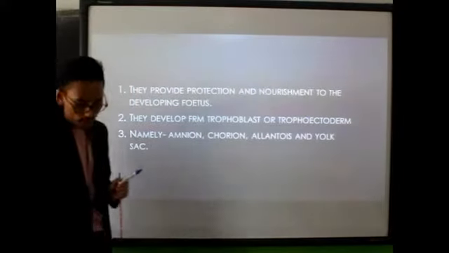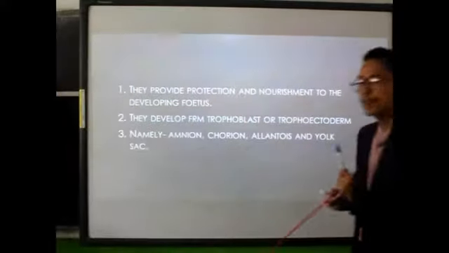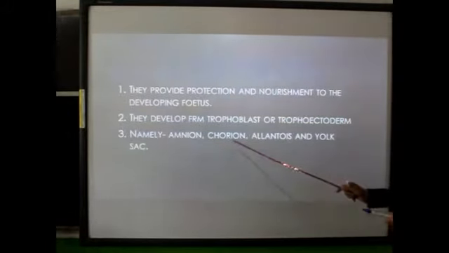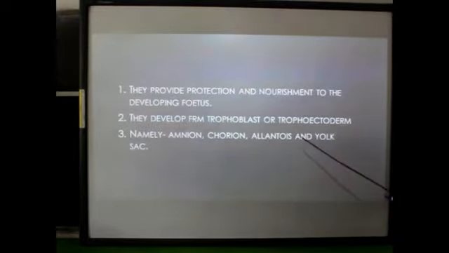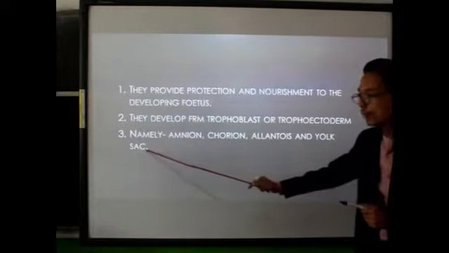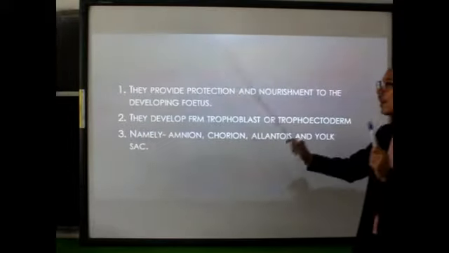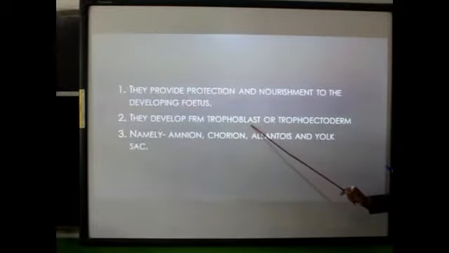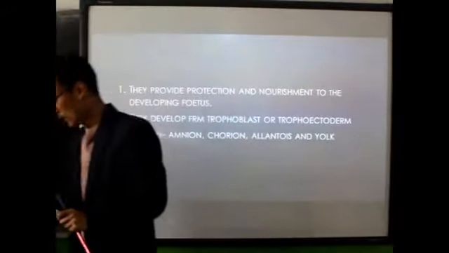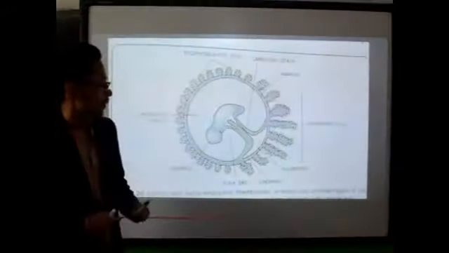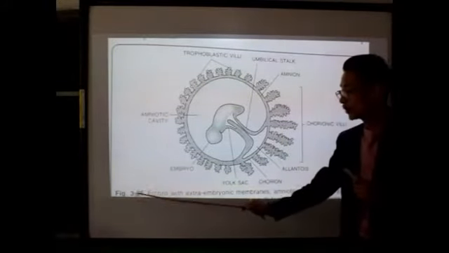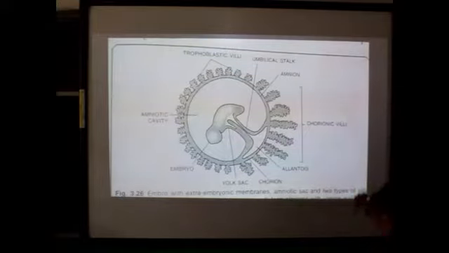Generally, the different types of extra-embryonic membrane are, we can note them down, amnion, chorion, allantois, and yolk sac. These are the different types of extra-embryonic membrane which originate from the trophoblast or trophectoderm. Clear? Now we are going to look at the structure of these extra-embryonic membranes. So look at the figure. From the textbook, I have figure number 3.26. So let's see the different structures.